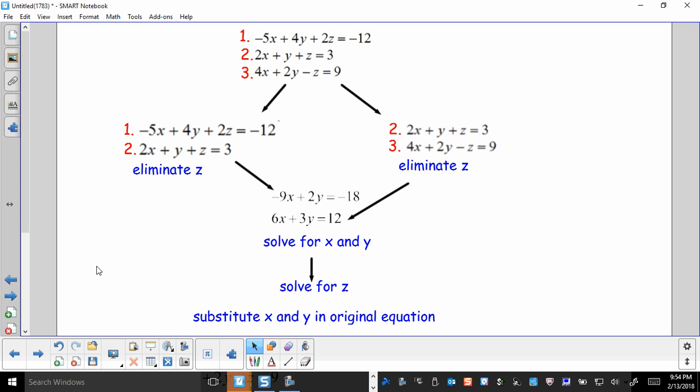So to recap, we started with 3 equations. We rewrote equation 1 and 2 and 3, and formed 2 new systems. We looked at the 2 systems and determined the best variable to eliminate would be z. So we eliminated z from both systems. That left us with 2 equations and 2 variables. We solved for x and y. Once we had x and y, we solved for z. And we did that by substituting the x and y back into one of the original equations of the system.